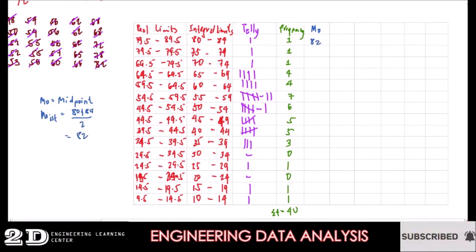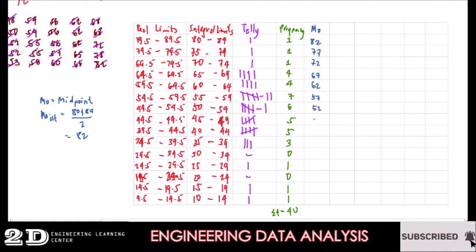Then you could do the same for the others, or the other method is just to subtract 5 from our first midpoint, because the interval is equal to 5 for everything in here. This will be 77, so you could check: 75 plus 79 divided by 2 is equal to 77. Then we have 72, then 67, 62, 57, and 52.